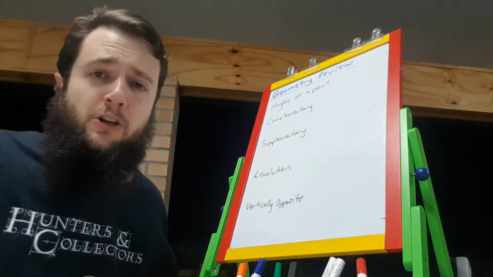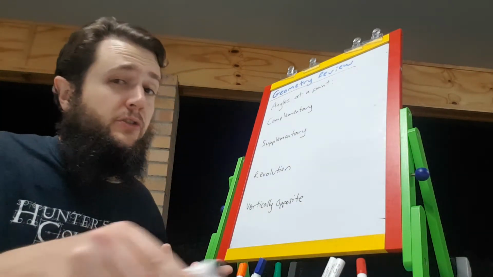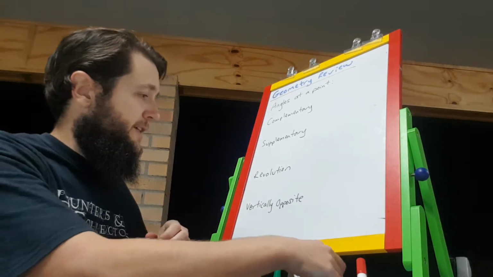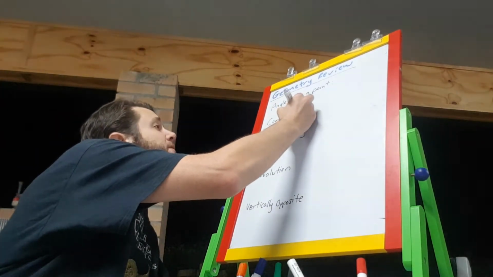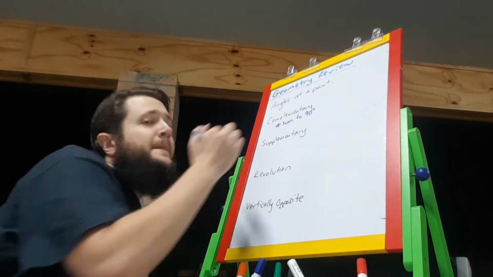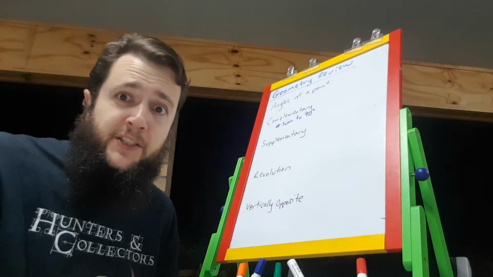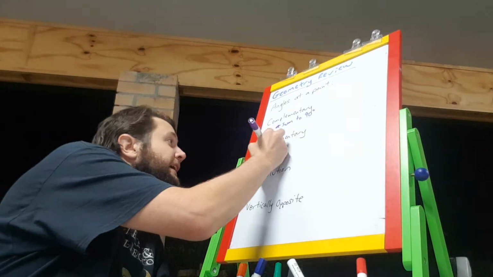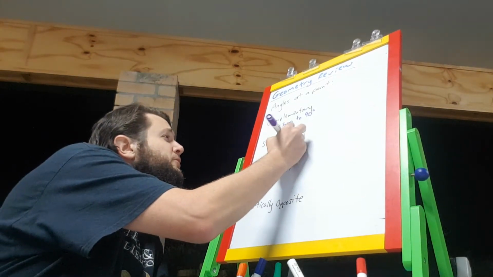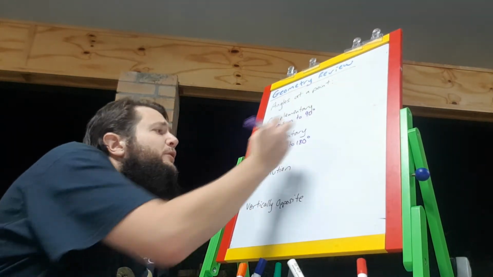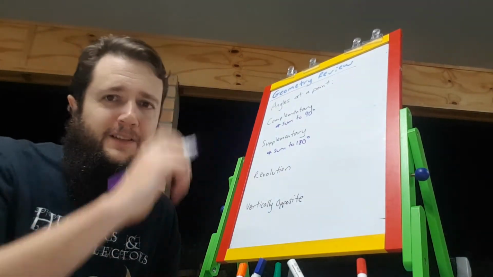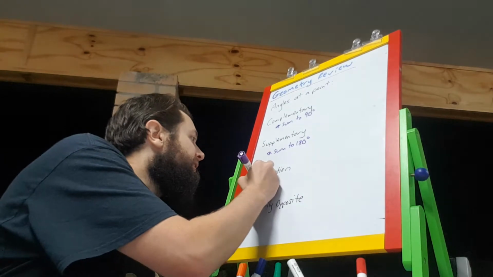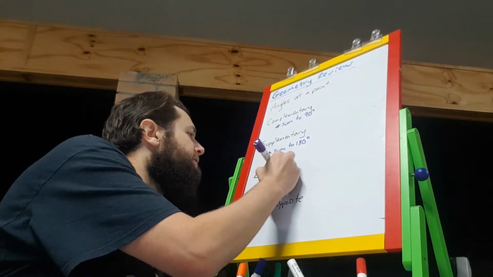Complementary angles. Complementary angles add to 90 degrees, right? So complementary angles sum to 90 degrees. Supplementary angles, what do they add to? They add to 180 degrees. Revolutionary angles. What's a revolution? Full circle, right? They sum to 360 degrees.